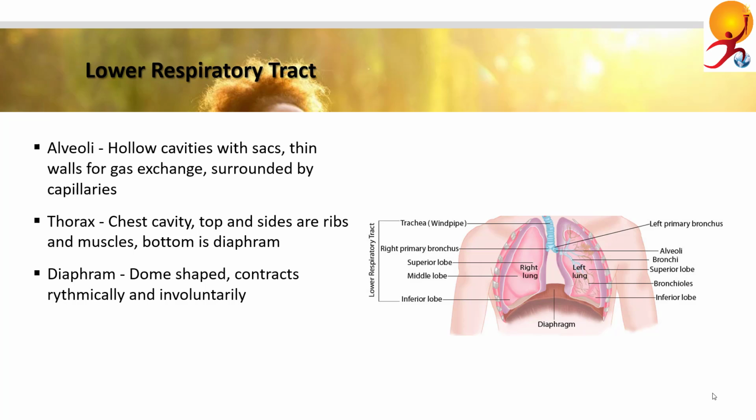It is a large dome-shaped muscle that contracts rhythmically and continually, and most of the time involuntarily. Upon inhalation of air, the diaphragm contracts and flattens, which enlarges the chest cavity and pulls air into the lungs. On exhaling, the diaphragm relaxes and returns to its dome-like shape, and the air is forced out.